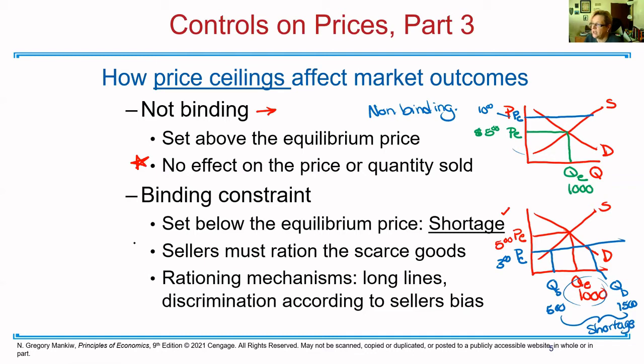So we see that sellers must ration the scarce goods, and it may lead to long lines, okay, discrimination according to sellers' bias. So one of the things that we see is the government is trying to do a noble thing here, and they're trying to not allow the price to be above a certain amount.